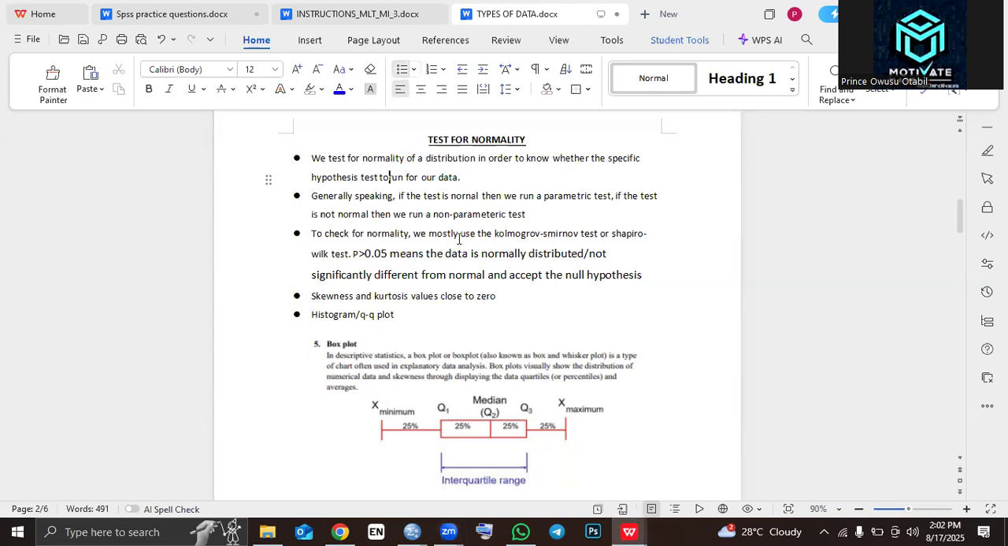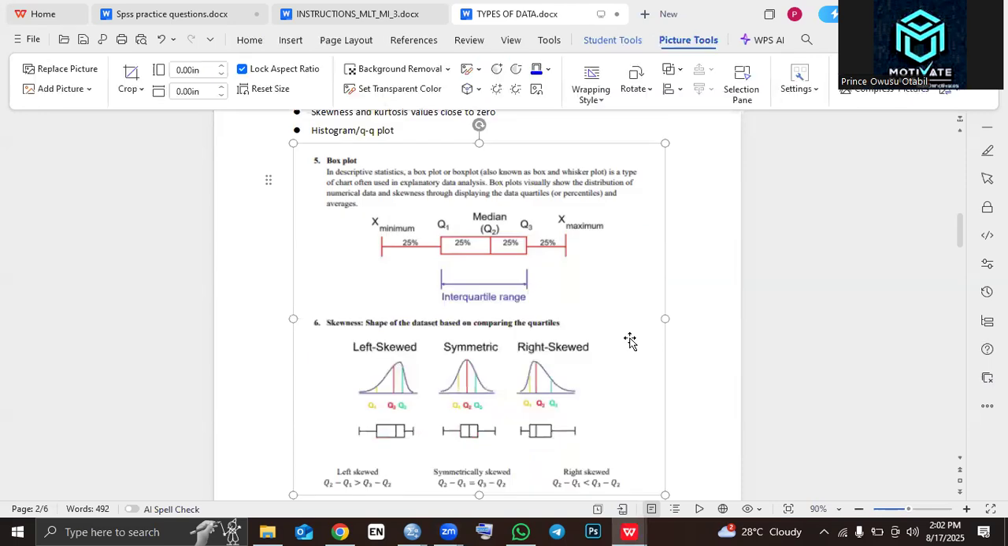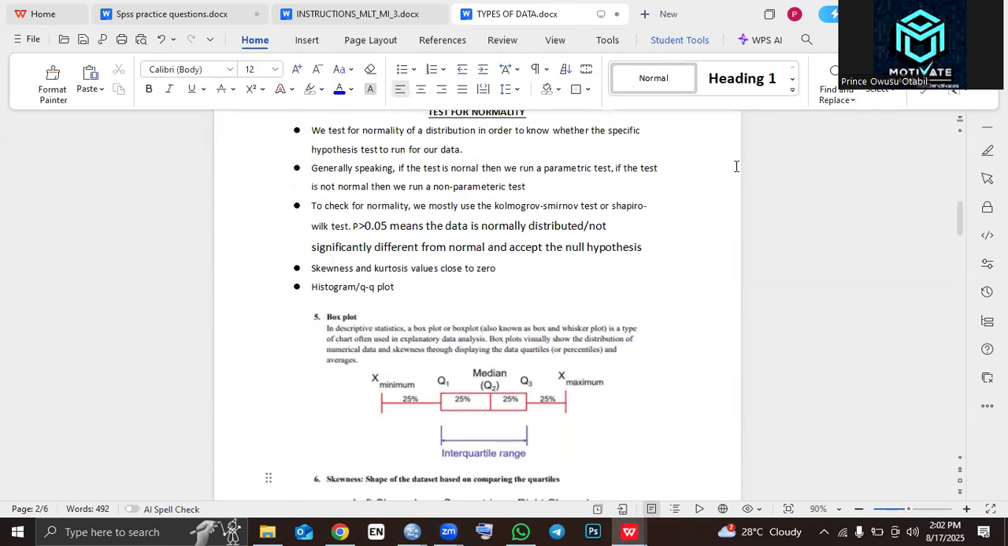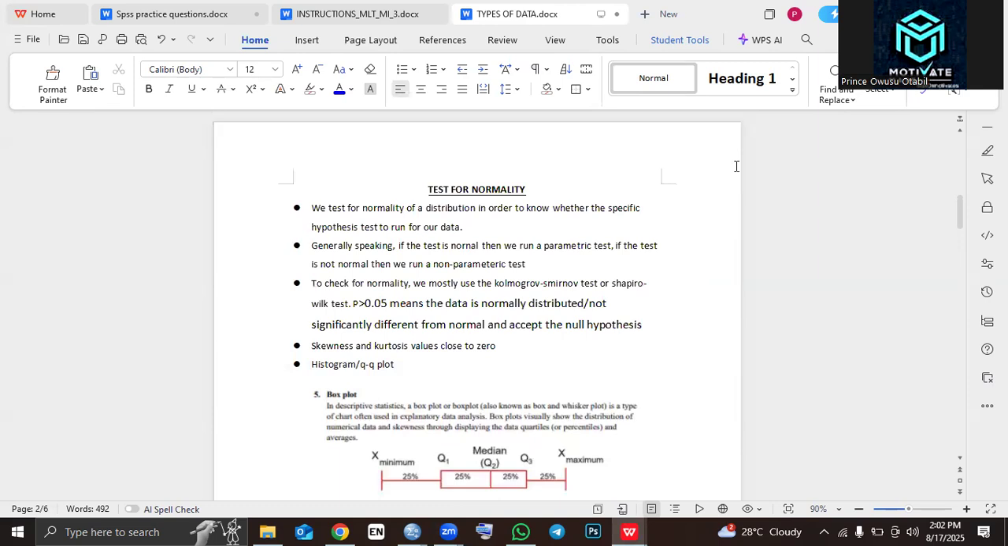Okay, so let's continue. We test for normality of a distribution in order to know whether a specific hypothesis has to be run or not.